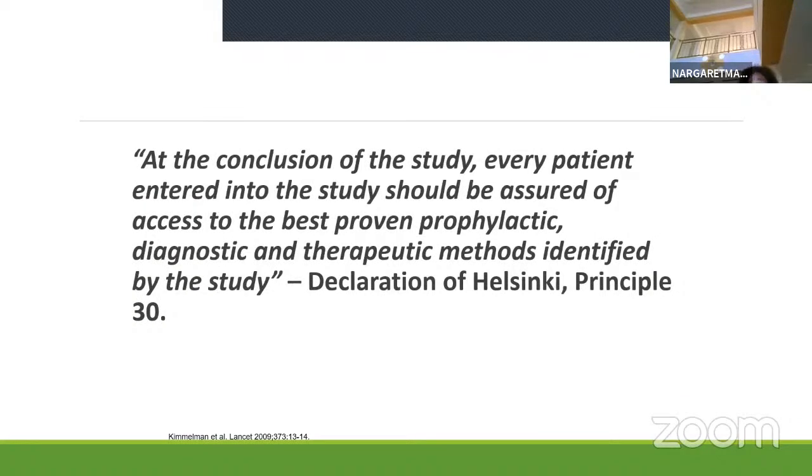So at the conclusion of a study, every patient entering in the study must be assured of access to the best proven prophylactic, diagnostic, and therapeutic methods identified by the study. This is emphasized in the Declaration of Helsinki, Principle 30. Next slide, please.